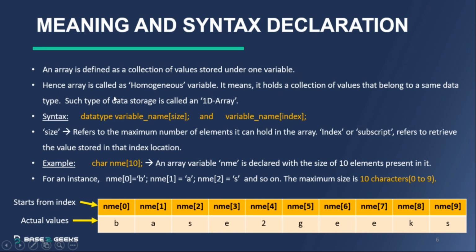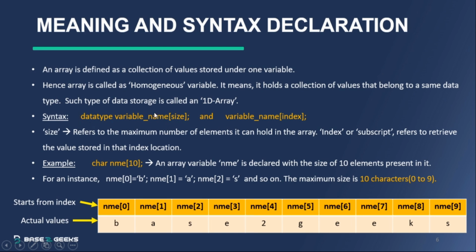So as it belongs to the same data type, it is also called a homogeneous one, right? So it holds a collection of values that belong to the same data type. So it is called a 1D array. Suppose you are just storing in this manner, then it is called a 1D array, right? So this is the syntax. You see, data type, variable name and size.